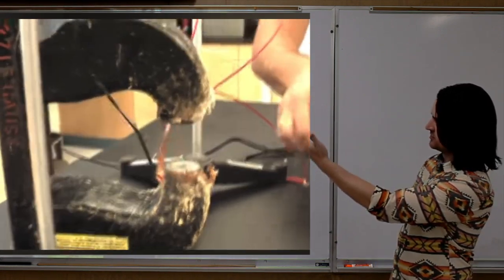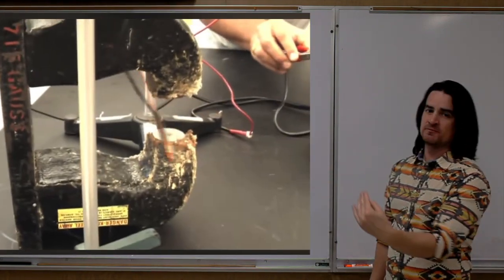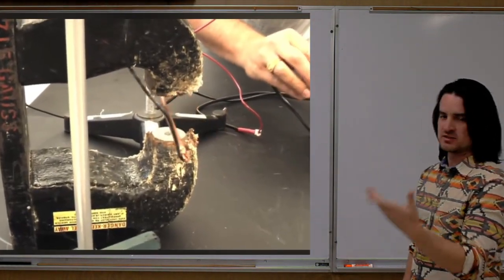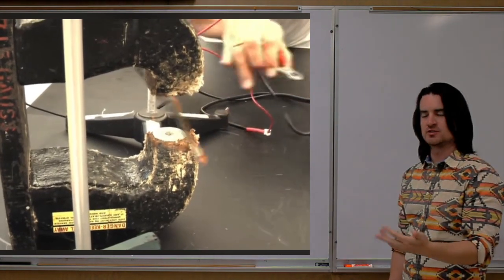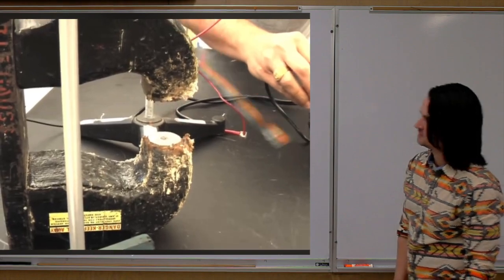The big magnet produces a magnetic field. That magnetic field will act on moving electric charge. That moving electric charge in this case is the current flowing through that wire.